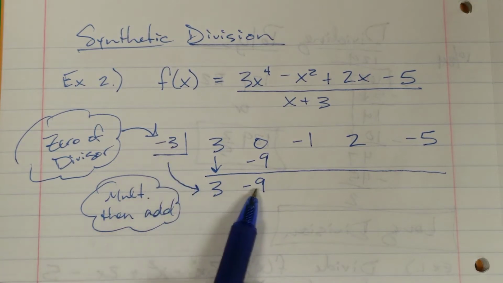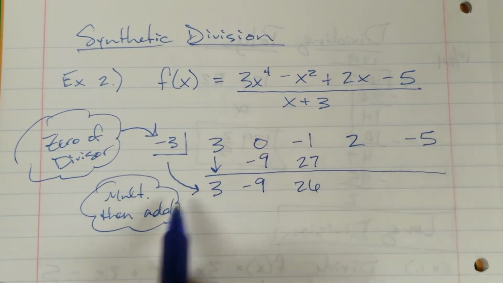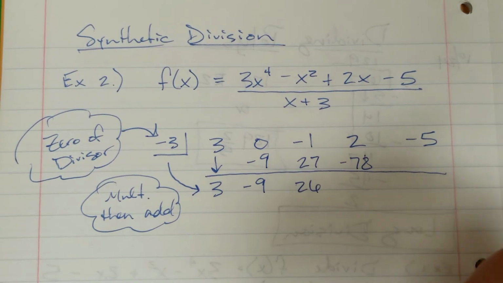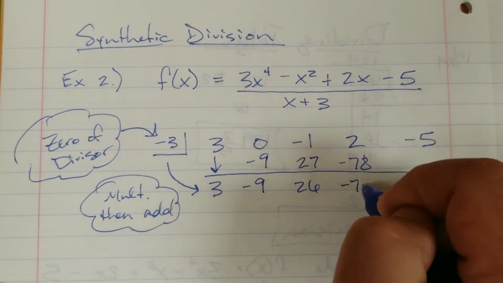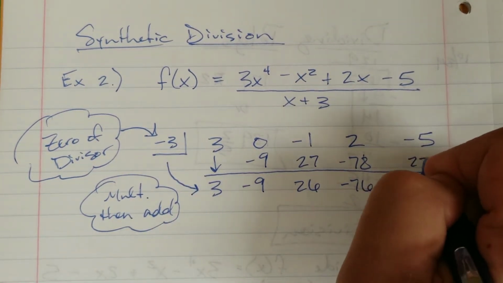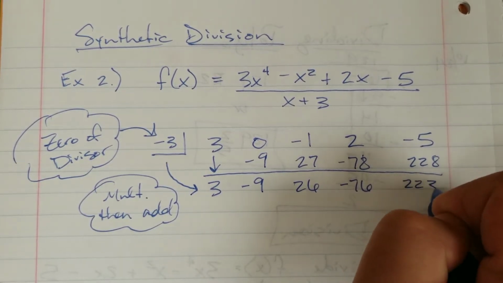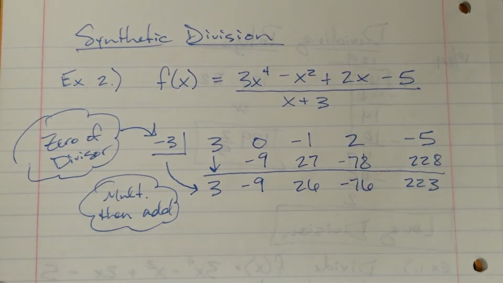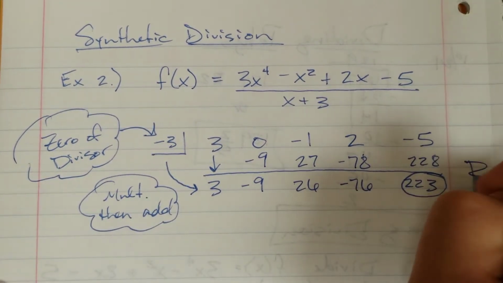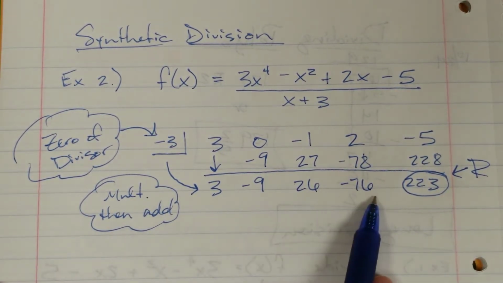Now I'm going to do it again. Multiply, add. Multiply, add. Last one, multiply to get a 228, and then add. Okay, this last one here, just like before, this is your remainder. And then this is your answer.